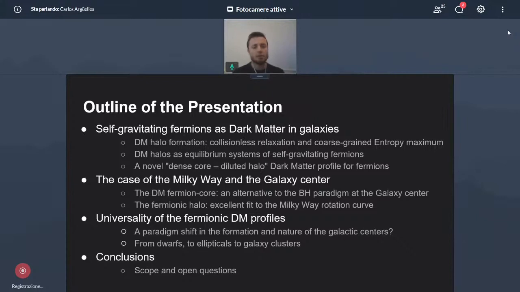Then I will move to dark matter halos in equilibrium out of self-gravitating fermions and how a novel dense core diluted halo profile arises. Second, I will apply this new profile to the case of the Milky Way and the galaxy center. I will explicitly show how the dark matter fermion core can be an alternative to the black hole paradigm at the galaxy center, and also how the fermionic halo can provide an excellent fit to the Milky Way rotation curve. Finally, I will mention the universality of these fermionic profiles from dwarfs to ellipticals to galaxy clusters, and briefly comment about the possibility to provide a paradigm shift in the formation and nature of our galactic centers.